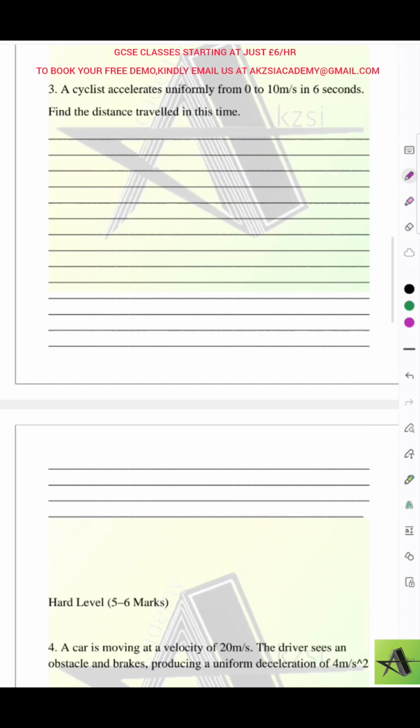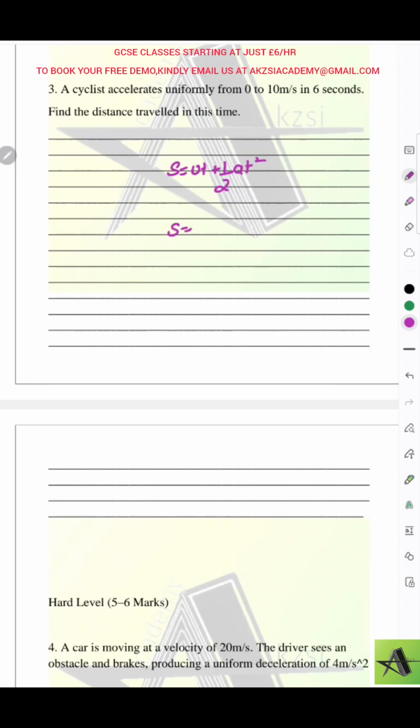Question 3 says a cyclist accelerates uniformly from 0 to 10 meters per second in 6 seconds. Find the distance traveled. Distance, again, out of the 3, there are two equations where we can find S, that is your displacement or distance, which are S = UT + half AT squared and V squared = U squared + 2AS. The third one doesn't have any T in it, so we will be using S = UT + half AT squared.